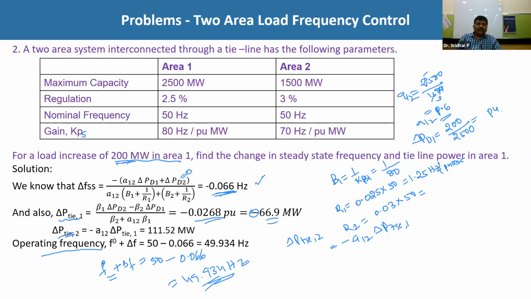So area 2 is nothing but idle. There is no change in the area 2 load, but area 1 load is changed by 200 megawatt. How will this 200 megawatt be shared between the two control areas? Now control area 1 will be ready to supply 66.9 megawatt, but it will be a dip, and area 2 is capable to supply 111.52 megawatt.